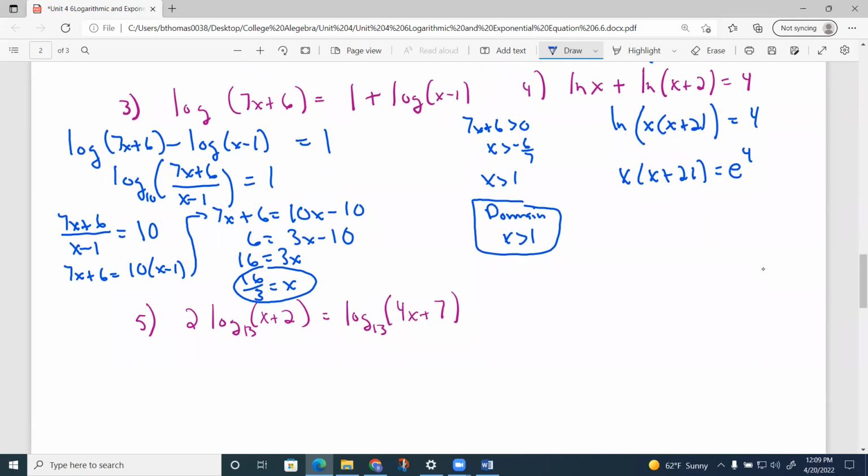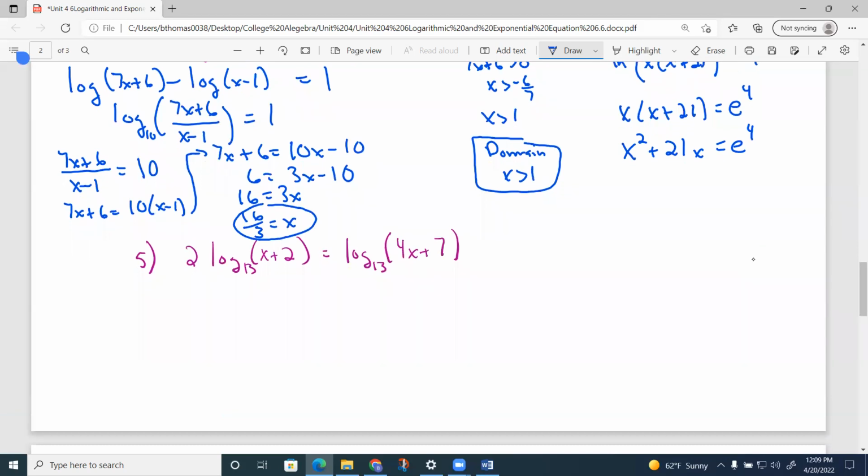So from here, we have x squared plus 2x is equal to e to the power of 4. So this gives us x squared plus 2x minus e to the power of 4, and that's going to equal 0. So what in the world do we want to do with this equation?